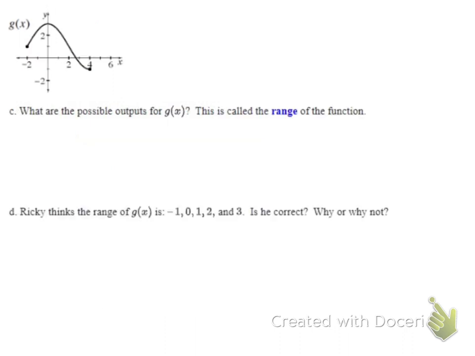Okay, possible outputs. Okay, output is the range. This time we're looking in the Y direction. So we're scanning the graph and we're looking up and down. That's what we're doing, up and down this time.